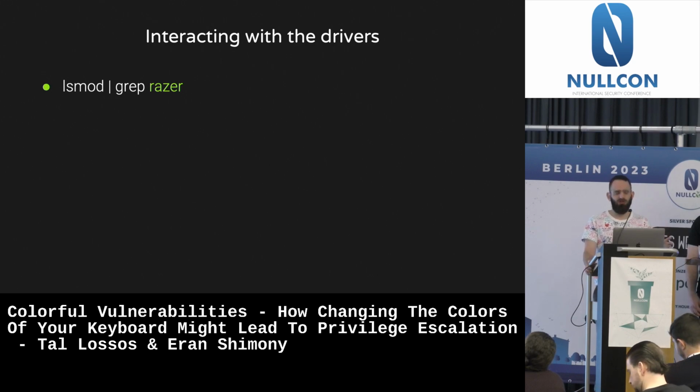And let's go back to our example of Razer. To see all of the kernel modules that are loaded in the memory, we just run lsmod and we look for Razer to see if it's loaded. We know that the vendor ID of Razer is 1532. It's open source, you can read it. And to see the product ID, we run the lsusb command.